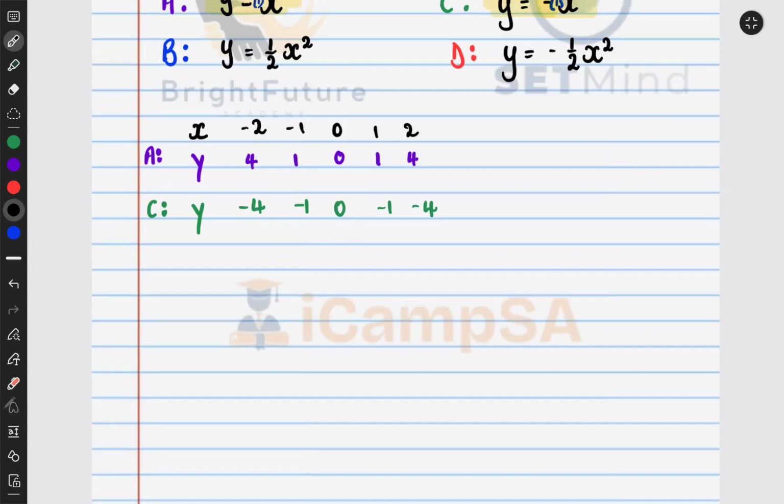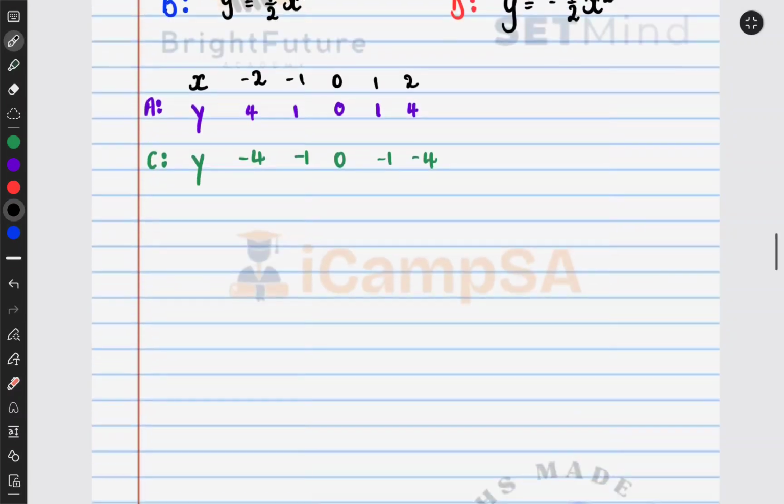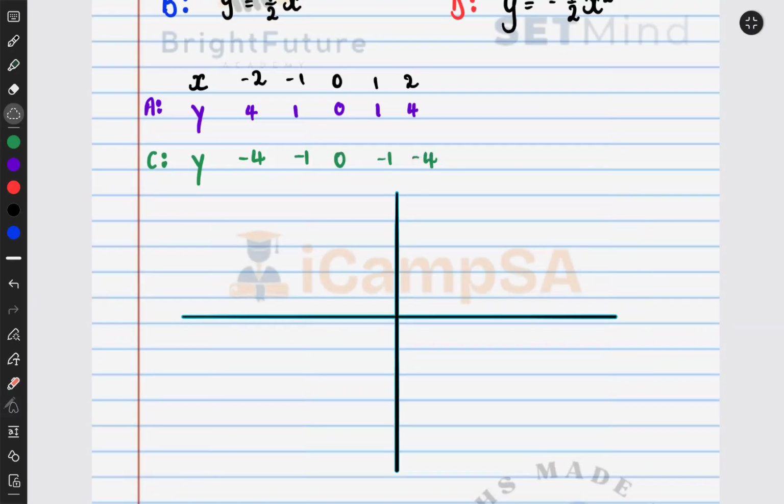For now let's just sketch these two functions a and c. They have the same value of a, which is 1, but one is negative and the other is positive. Okay, so let's see what happens. We've already introduced what happens when we change the value of a, but now let's graphically represent that.